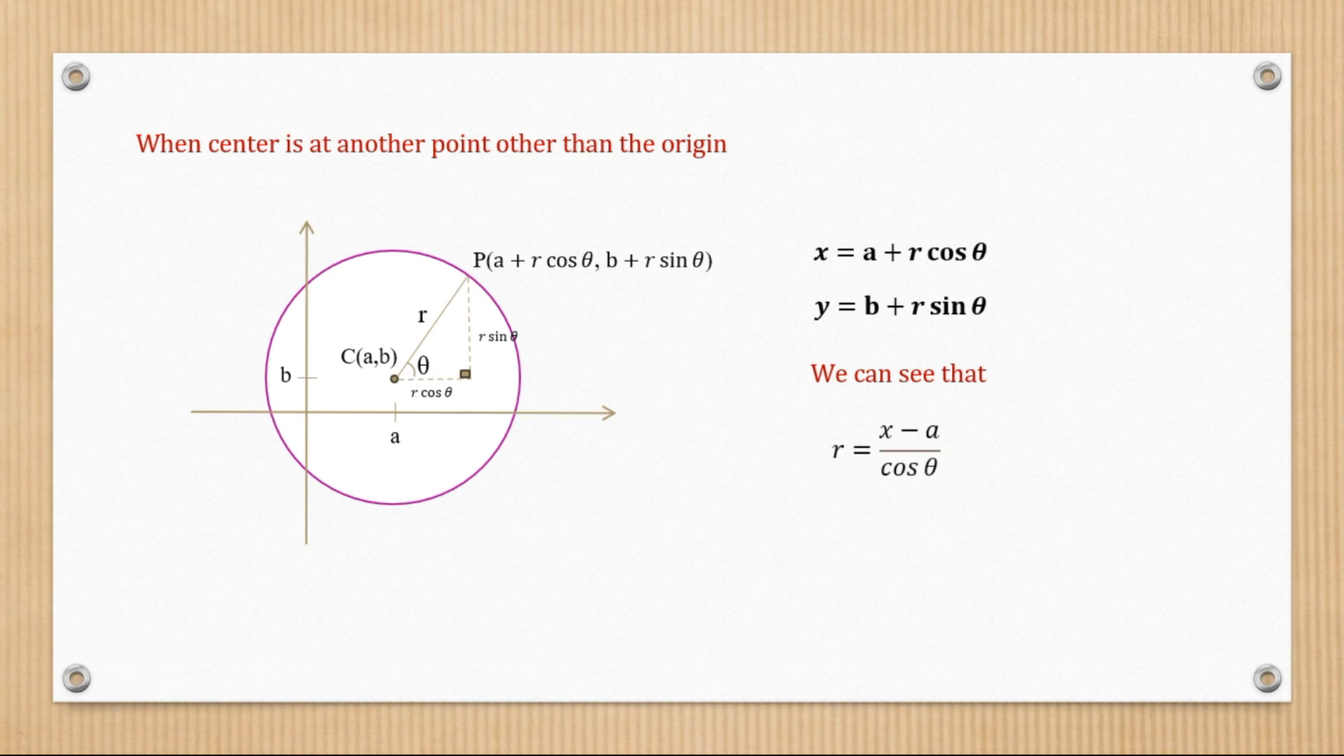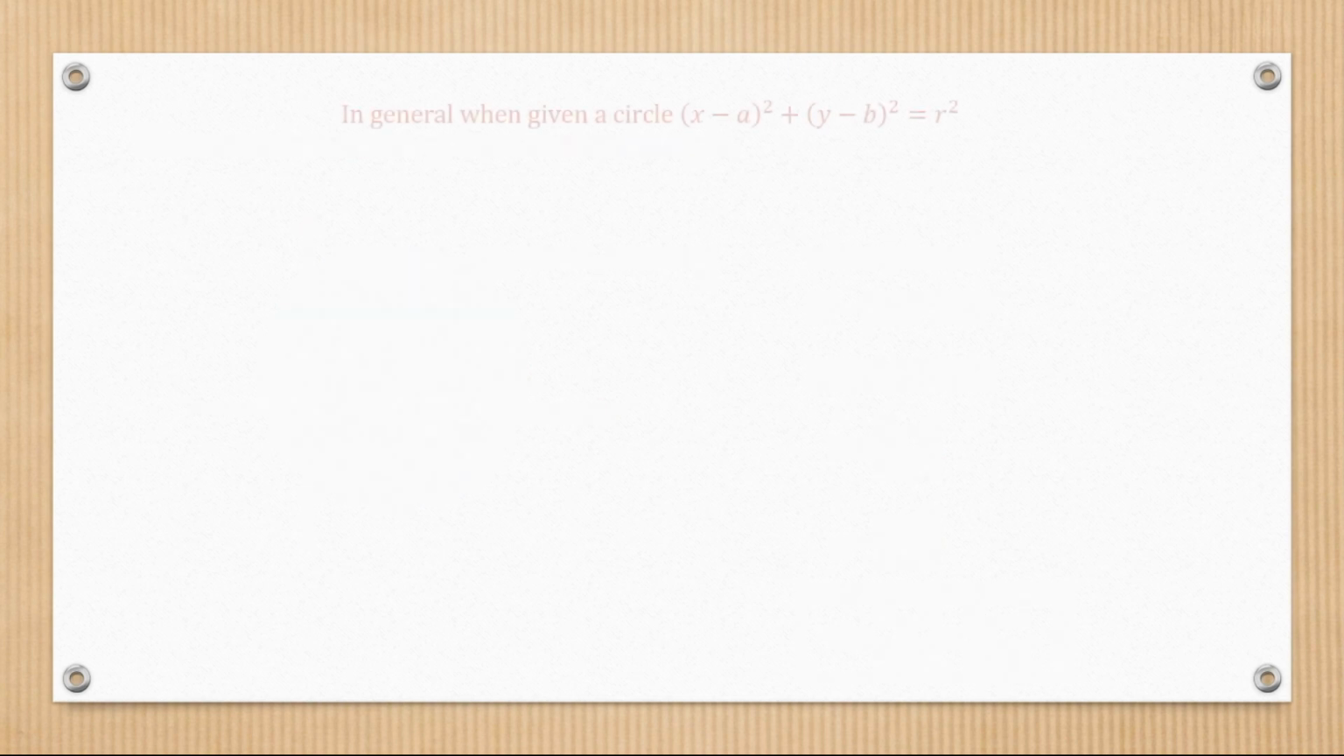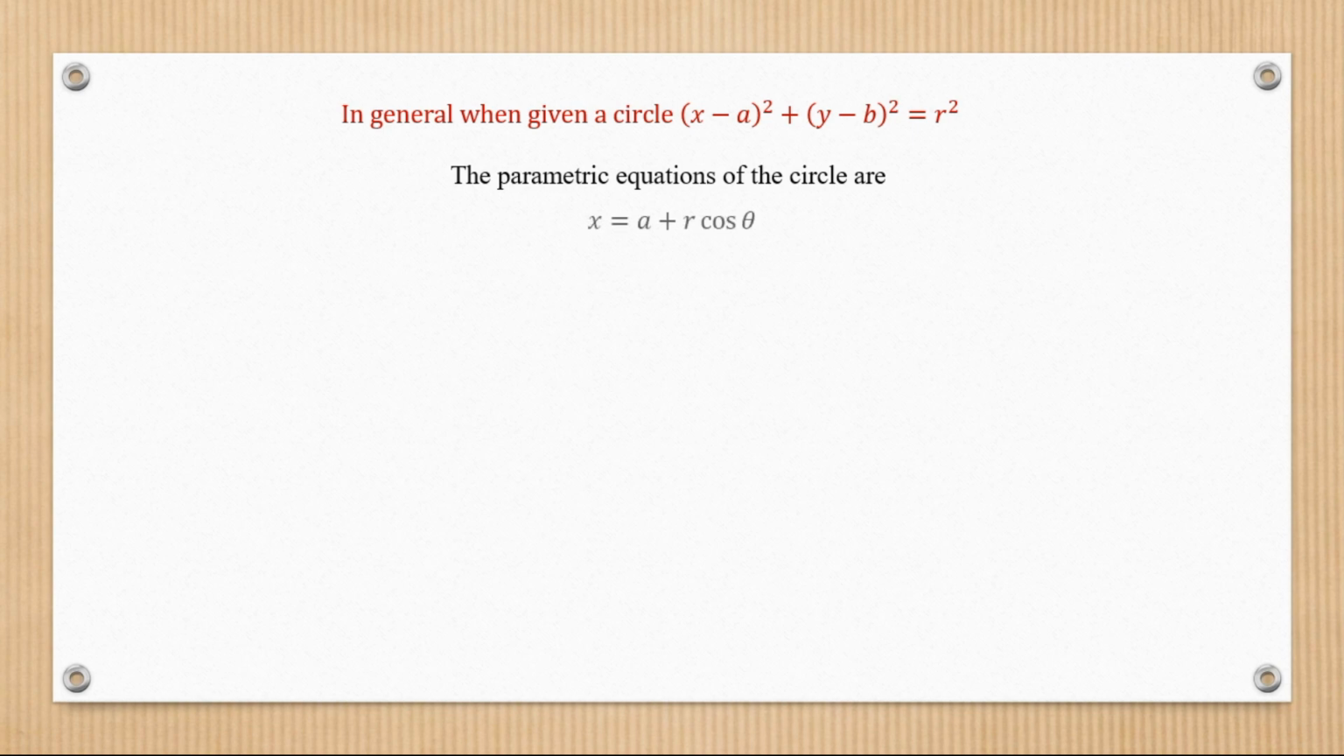Now we can see that if we make r the subject in the first one, r shall be equal to x minus a over cos theta, and in the second one, r shall be equal to y minus b over sin theta. So r is either equal to x minus a over cos theta, or equal to y minus b over sin theta, and that shall be another equation when the center is not at the origin. Alright, so in general, when given a circle x minus a squared plus y minus b squared is equal to r squared, the parametric equations of the circle are x is equal to a plus r cos theta, and y is equal to b plus r sin theta.